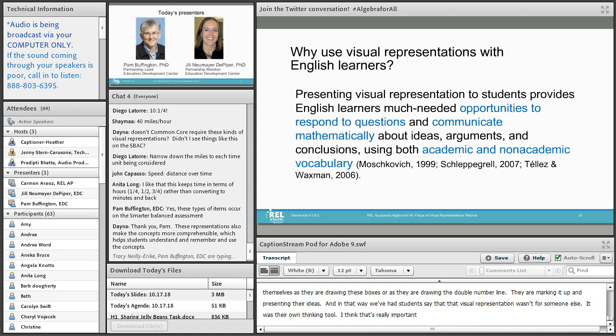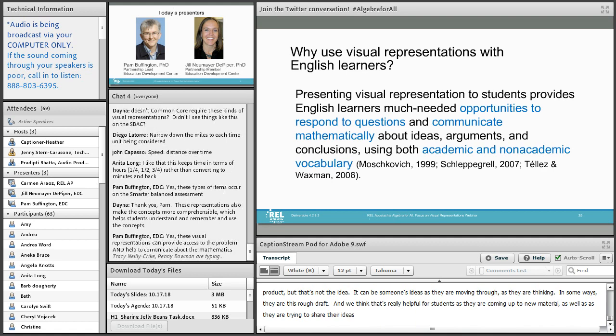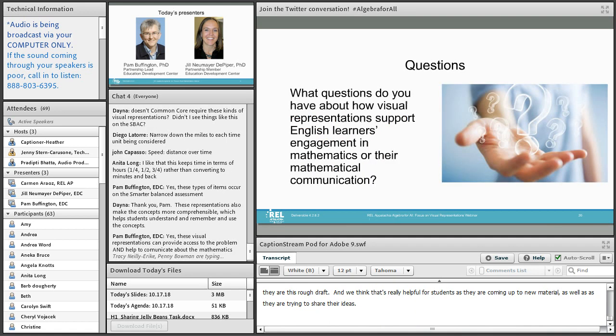And I think that's really important because many times the visual representations are presented as a final product, but that's not the idea. It can be someone's ideas as they're moving through, as they're thinking. In some ways, they're this rough draft. And we think that's really helpful for students as they're coming up to new material, as well as they're trying to share their ideas.